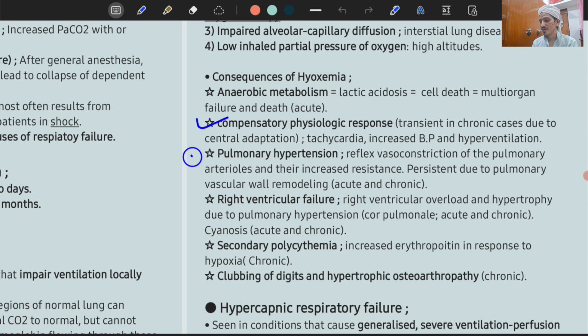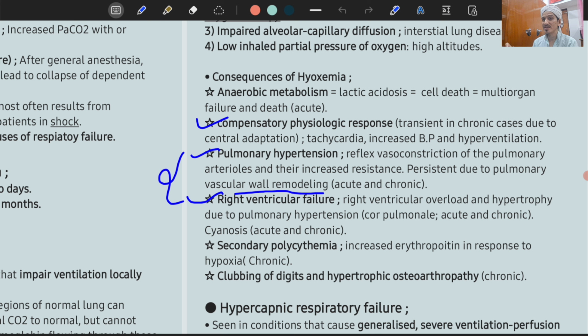Pulmonary hypertension, this can be acute, and right ventricular failure. These two can be acute and chronic also. Okay. Why pulmonary hypertension? Because of less oxygen, there will be reflex vasoconstriction of the pulmonary arterioles, causing increased pulmonary hypertension. Okay. When this is chronic, then there will be vascular wall remodeling in the pulmonary vessels. So that will cause chronic pulmonary hypertension. Okay. In right ventricular heart failure, when there is an acute cause like massive pulmonary embolism, there will be acute right ventricular failure.